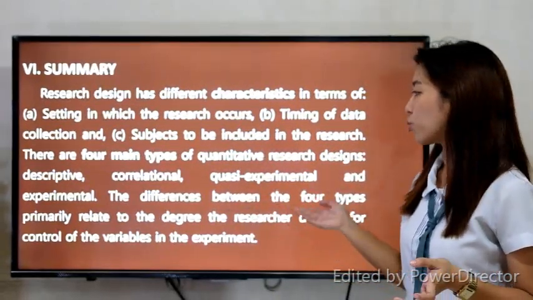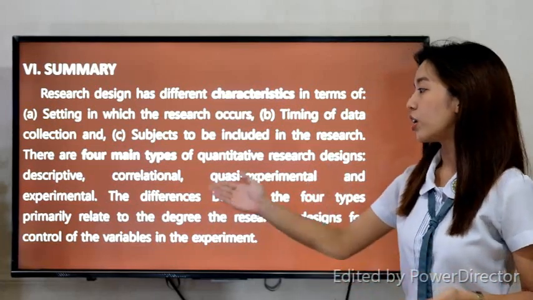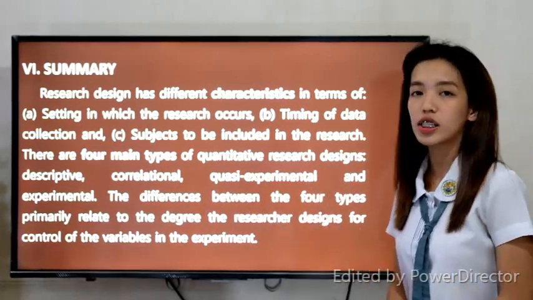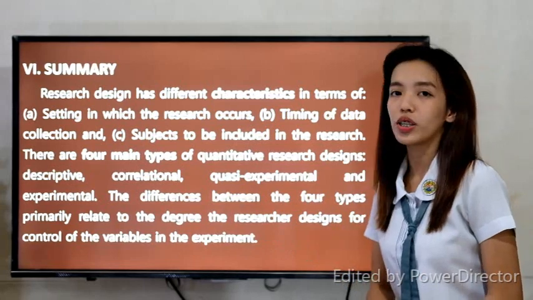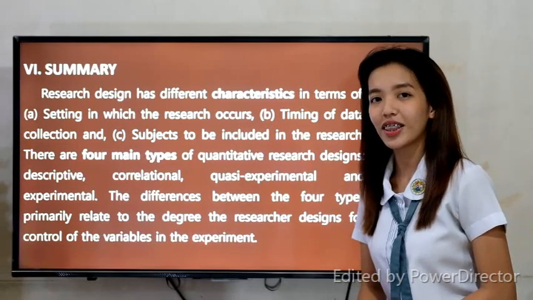So the differences between the four types primarily relate to the degree to which the researchers design to control the variables in the experimentation. Thank you.